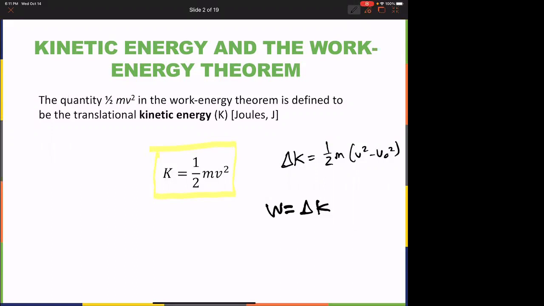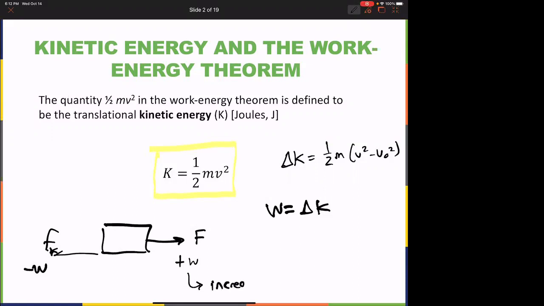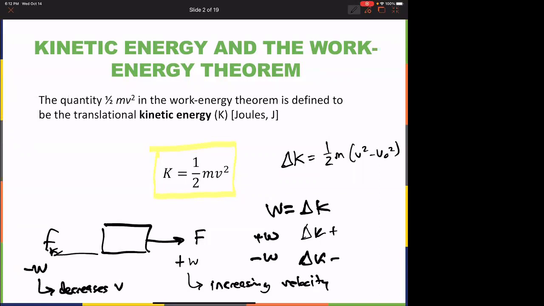And remember we talked about last time, we have a positive force and we have a negative force, let's call it friction. This over here causes positive work and this is negative work. The reason this causes positive work is because it's increasing velocity, right? Our delta K is positive. This over here decreases velocity. Our delta K is negative. And that's why we have a negative work and a positive work. See how that works? So that's the idea behind the work energy theorem and how it relates, just our definitions.